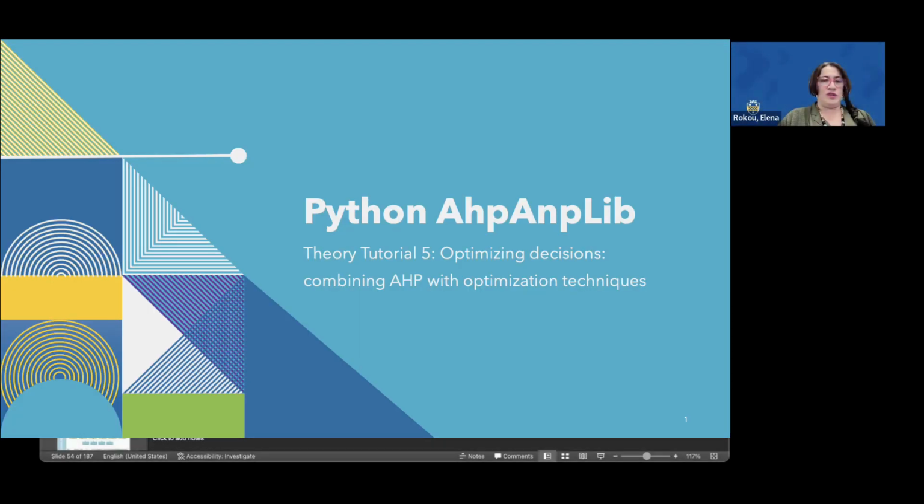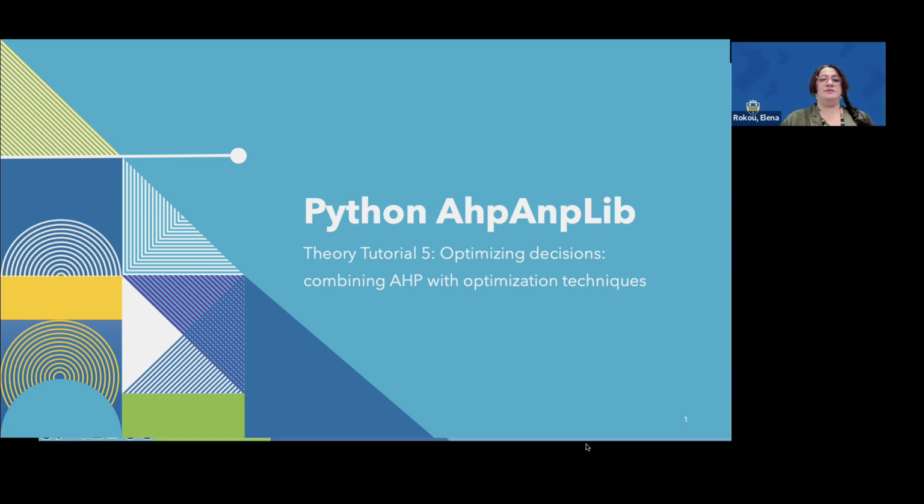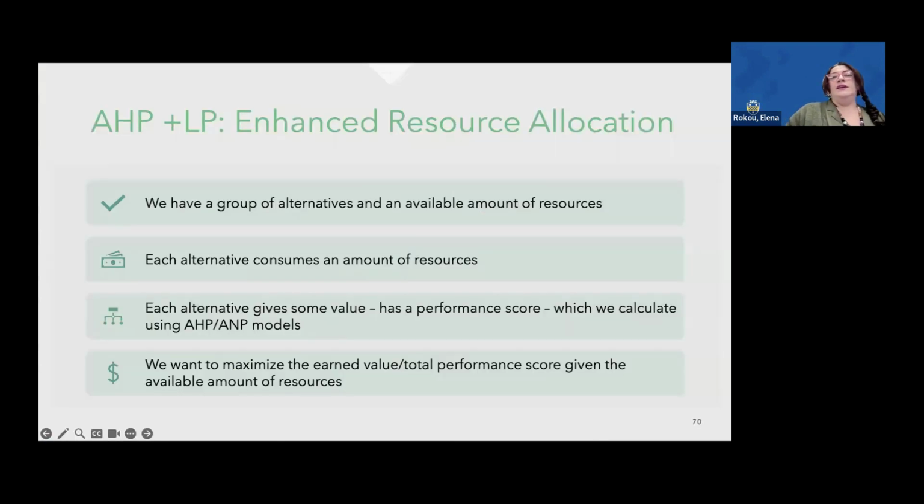We are going to see something that is pretty useful when we optimize on top of doing decision making. One of the most common combinations of linear programming and AHP, besides the one that you will be doing, is resource allocation, where you have a group of alternatives and an available amount of resources.